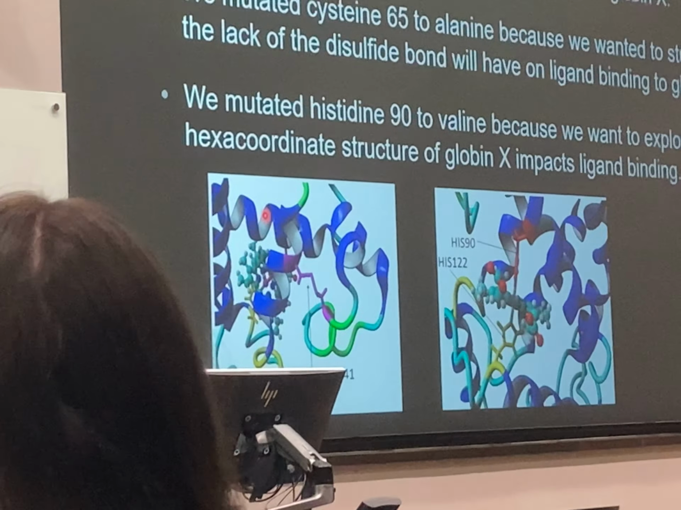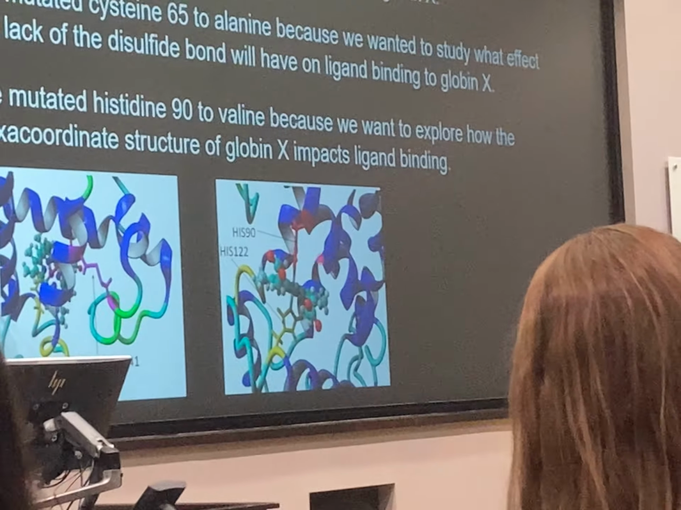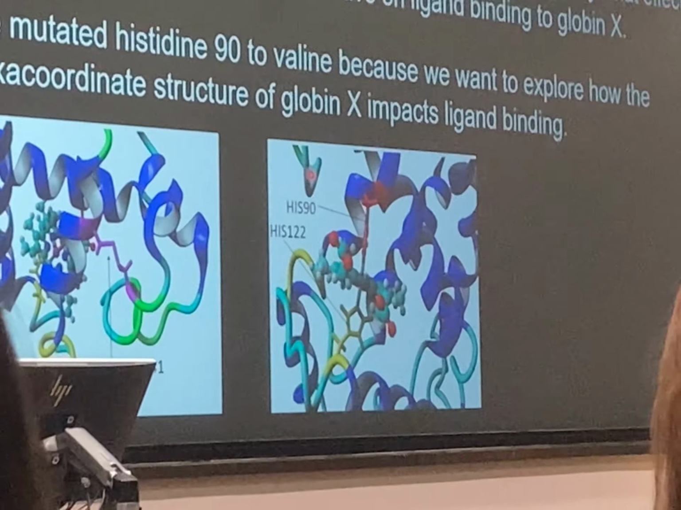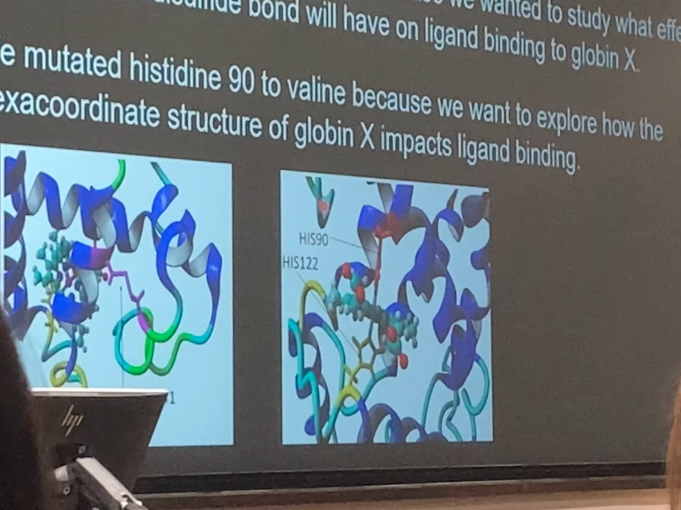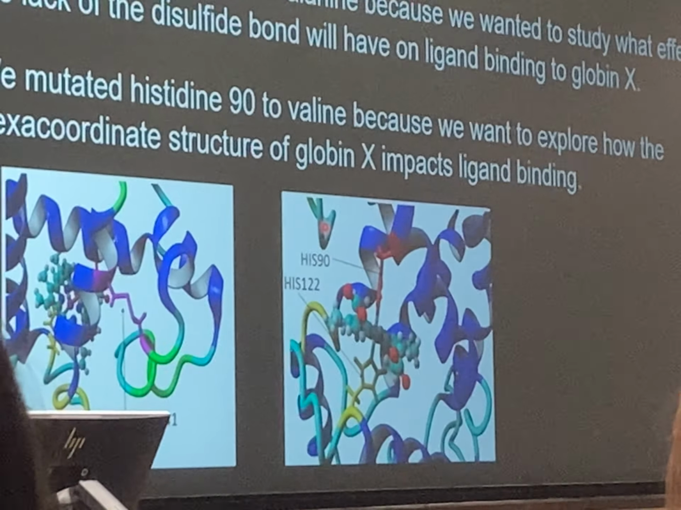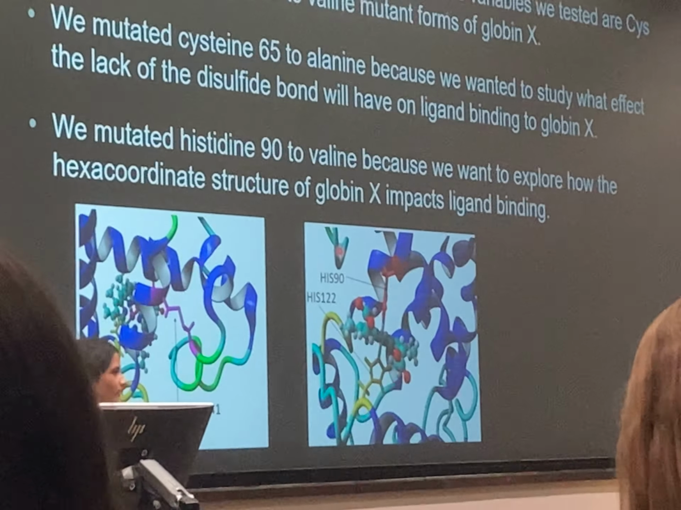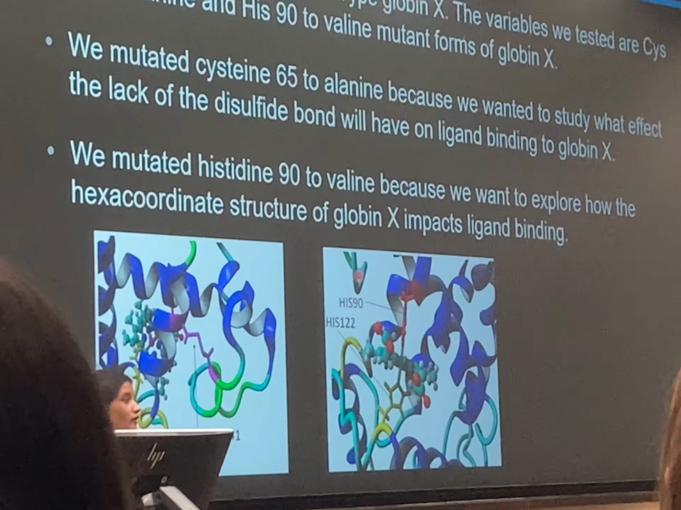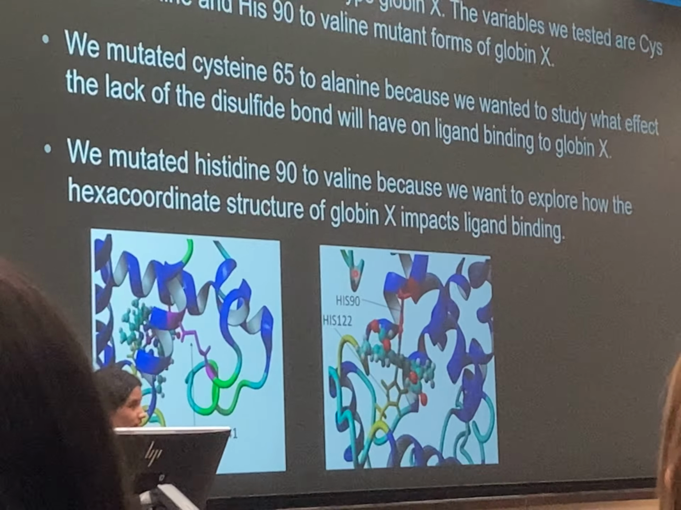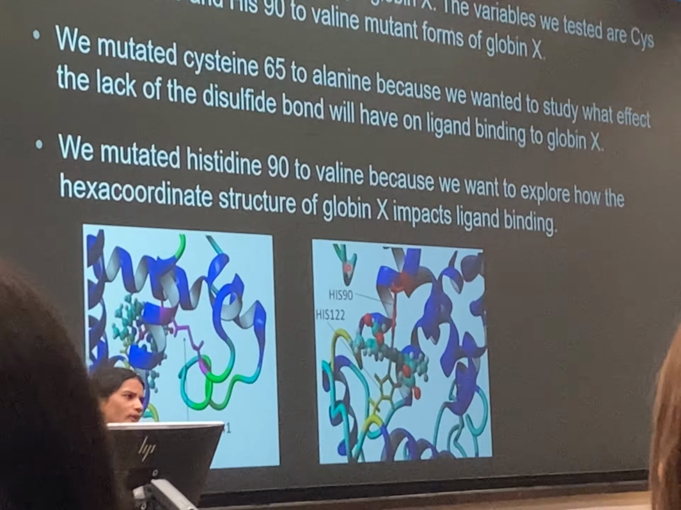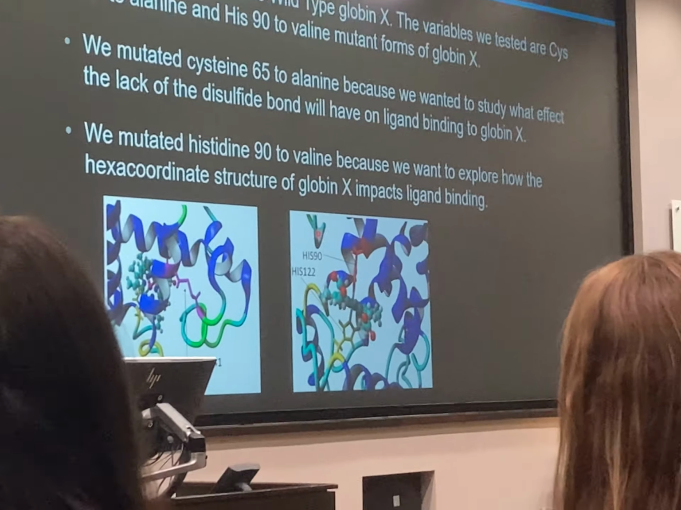We also mutated this distal histidine 90 to valine, another amino acid, because we wanted to explore how that hexacoordinate structure of globin X could impact ligand binding. So, by mutating that histidine to valine, we changed the structure of globin X from hexacoordinate to pentacoordinate. And we want to see how this could affect how quickly that cyanide could bind to it.